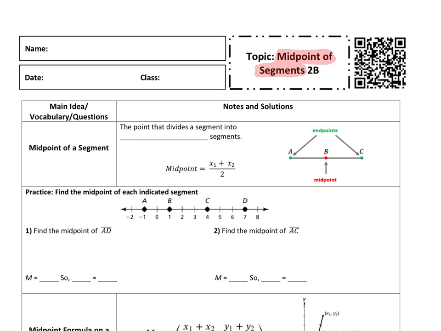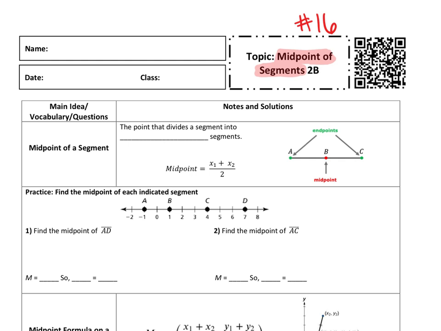Now, midpoint is a formula on your nice yellow formula charts that we have. Look for the word midpoint on the formula chart. What number is it? 16. Amazing. So today we're going to learn about number 16 formula on that formula chart.